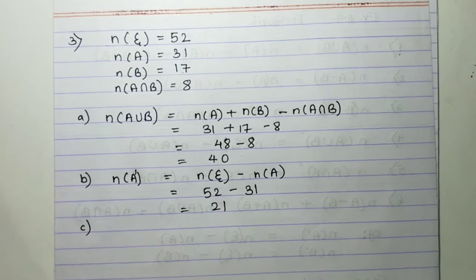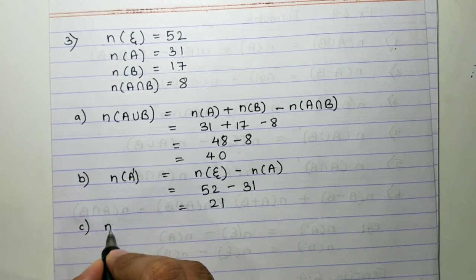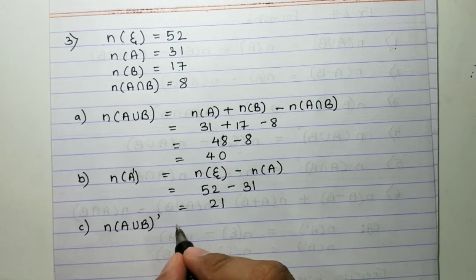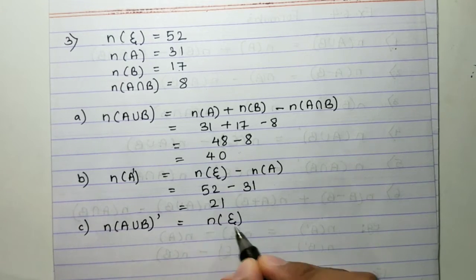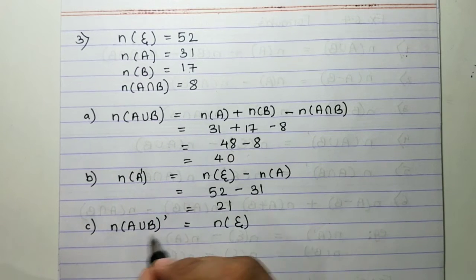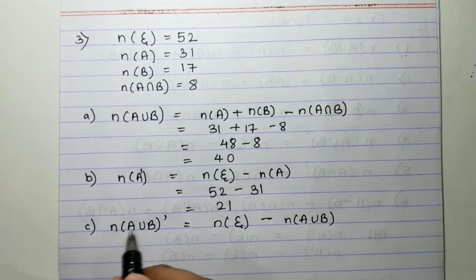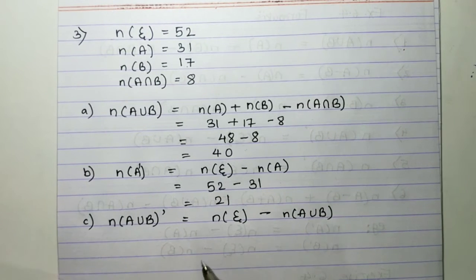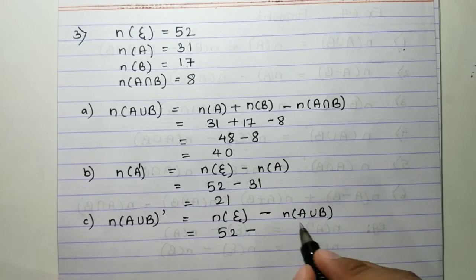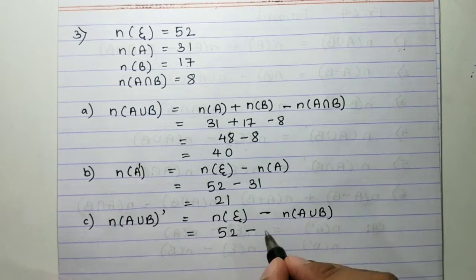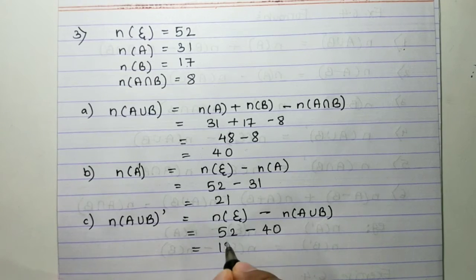C. We have to find n of A union B complement. How to find this? From the universal set. Complement find करना है ना, तो from the universal set subtract A union B, because उसी का complement चाहिए. Subtract A union B. What is universal set? It is 52. What is A union B? We have found A union B in the A part. 40. So answer is 12.